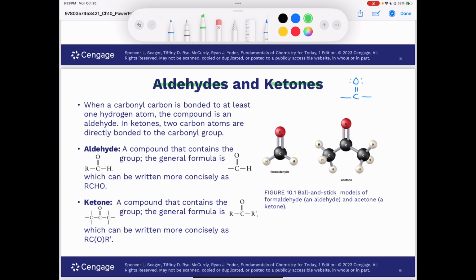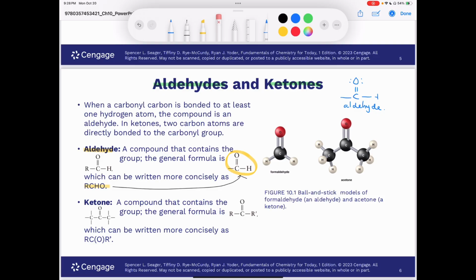ketones here. So when a carbonyl carbon is bonded to at least one hydrogen atom, the compound is an aldehyde. So if we have at least one hydrogen like this, then it is an aldehyde. An aldehyde has at least one hydrogen on one side of the carbonyl, and you can see that shown right here. A compound that contains the group with the general formula that looks like this is an aldehyde. And the condensed form of an aldehyde is written like this, RCHO. So when you see this RCHO, you know that it's actually referring to this, which is an aldehyde.